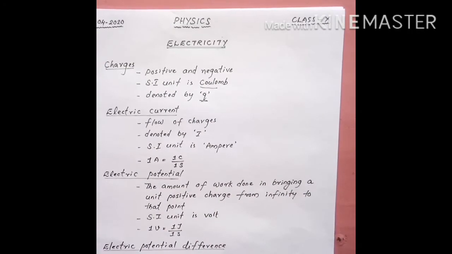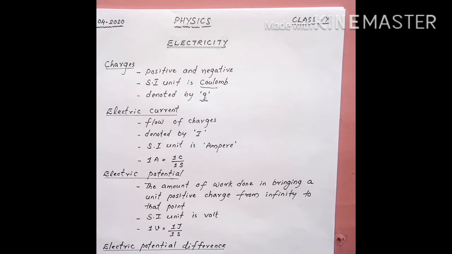Now, electric current. What is electric current? Electric current is a flow of charges. The meaning of the word current is something which is flowing from one place to another. In this way, whenever water is flowing through a river, we can say that there is a current of water. So current means something which is running or flowing.